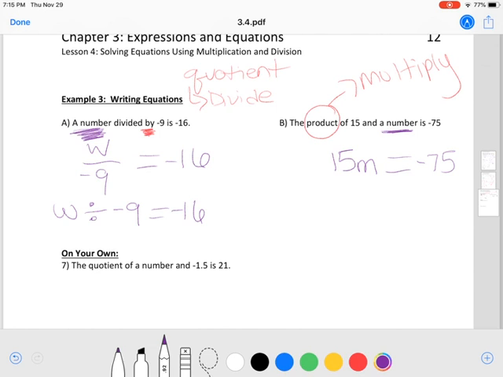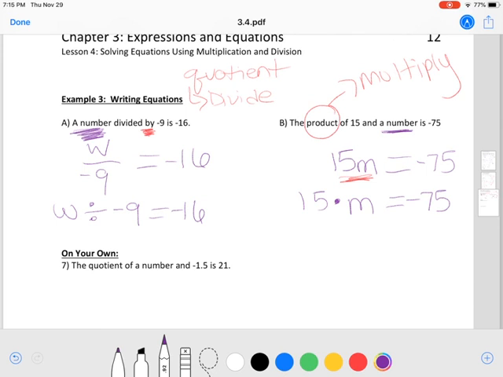But again, this could also be written as 15 with that little dot times m equals negative 75. You will not see me use the x as a multiplication sign anymore, just because now that we're working with variables, it is going to be confusing to have the x as a times symbol when we could also be using x as a variable. So I'm going to be using this dot, or just putting the number next to the variable like I did in this first example right here. So 15m equals negative 75. So that would be the product of 15 and a number.